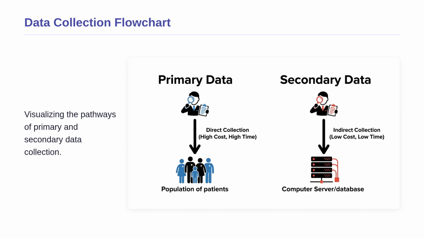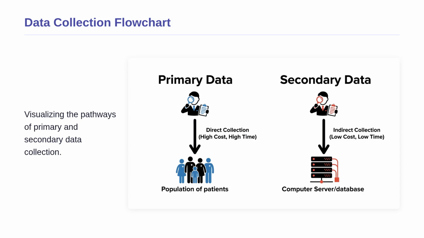To solidify our understanding, let us look at this visual flowchart comparing the two pathways. On the left side, you see the primary data process. The researcher interacts directly with the population of patients. The arrow connecting them represents direct collection, which, as we just calculated, involves high costs and high time investment.